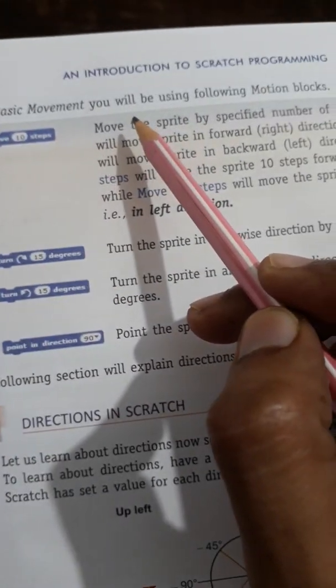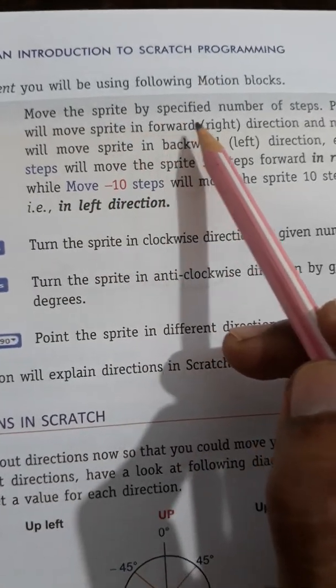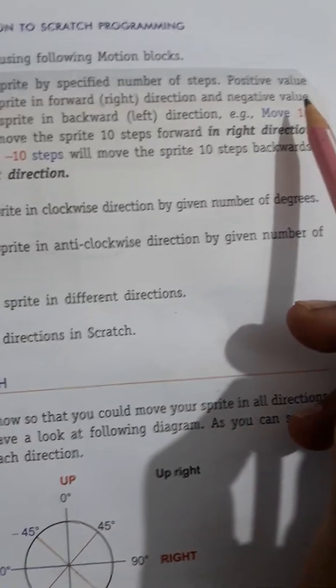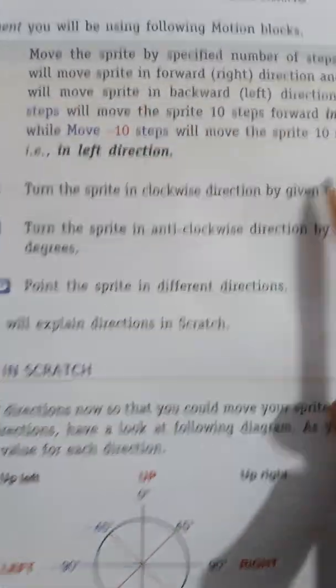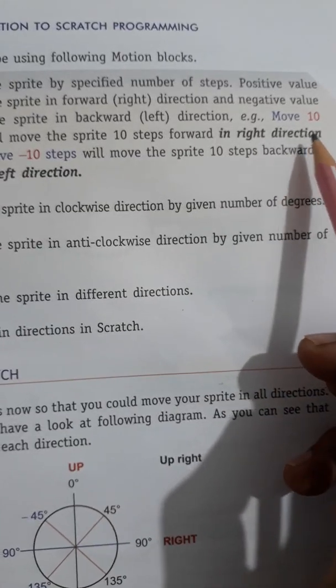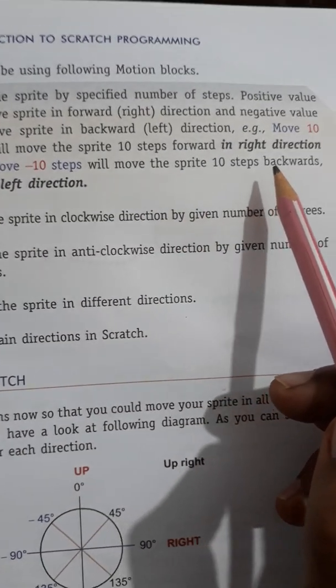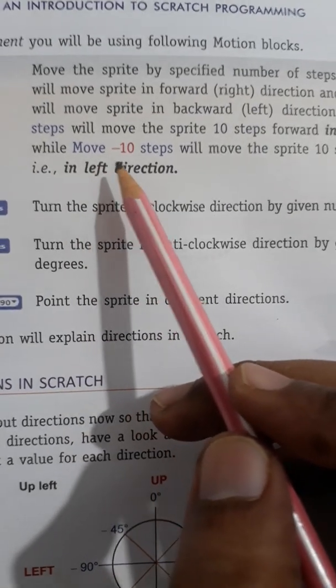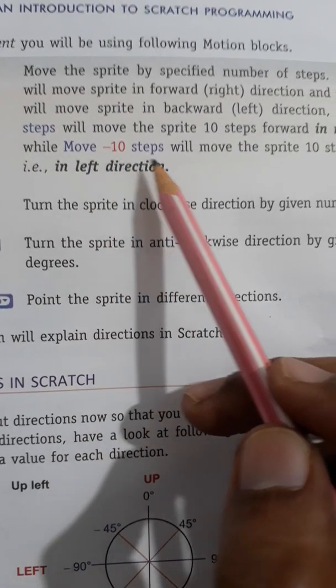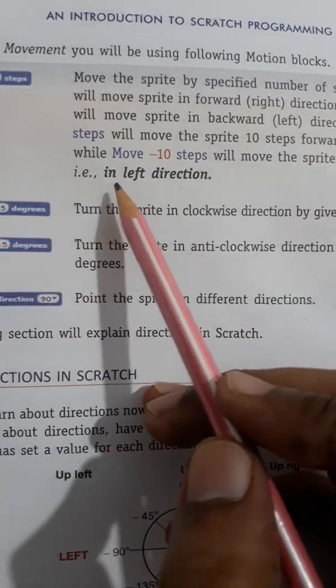For basic movement, you will be using the following motion blocks. Move 10 steps. Move the sprite by a specified number of steps. A positive value will move the sprite in the forward right direction and a negative value will move the sprite in the backward left direction. Example, move 10 steps will move the sprite 10 steps forward in the right direction, while move minus 10 or negative 10 steps will move the sprite 10 steps backward in the left direction.